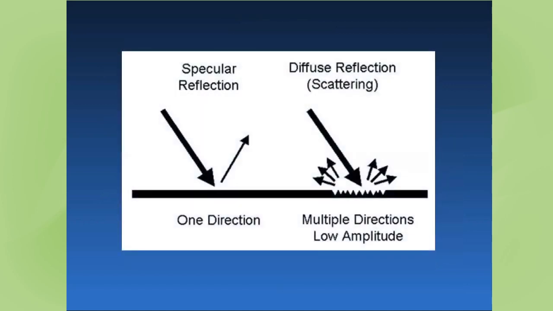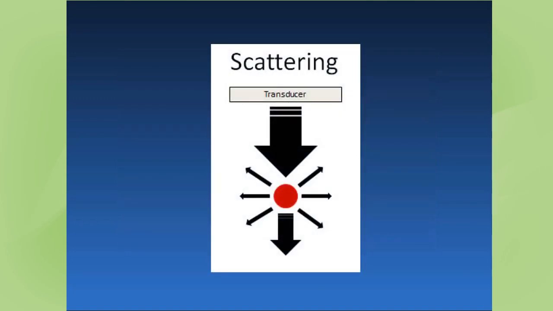Another illustration of the specular reflection comes in one direction. The angles of theta are equal to each other. Here's some diffuse reflection scattering, showing a rough surface where scattering occurs at low amplitudes in multiple directions. And again, specular reflection, the structure is greater than one wavelength. It's angle dependent, but independent of frequency. Here's scattering in which the substance is less than one wavelength in diameter.